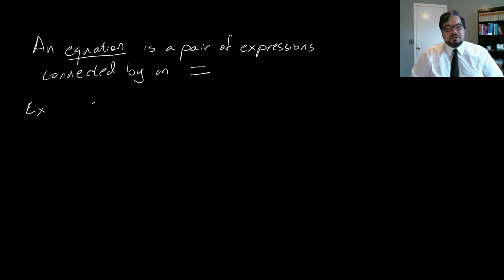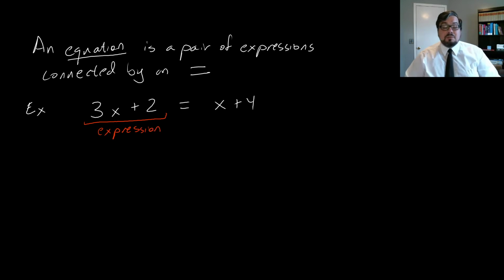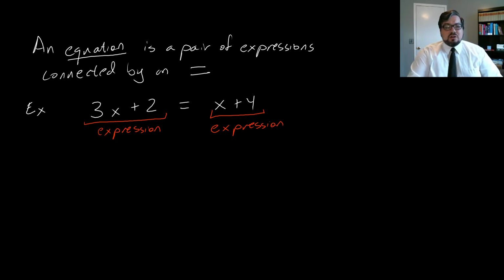So for example, we could take the equation 3x plus 2 equals x plus 4. Now, notice that 3x plus 2 here is an expression. It's built out of numbers and variables and mathematical operations. And x plus 4, on the other hand, is also an expression. And what an equation asserts, what an equation says, is that these two expressions on either side of the equal sign evaluate to the same number.